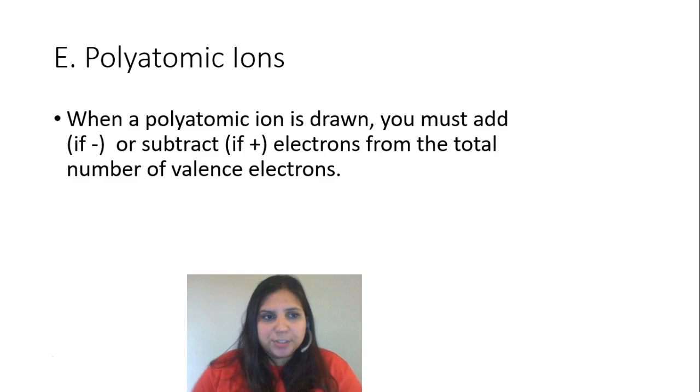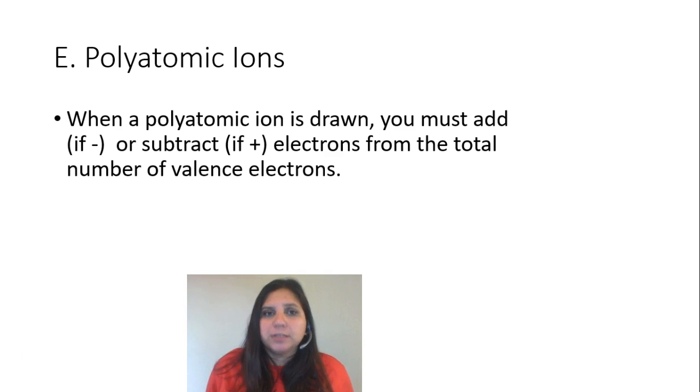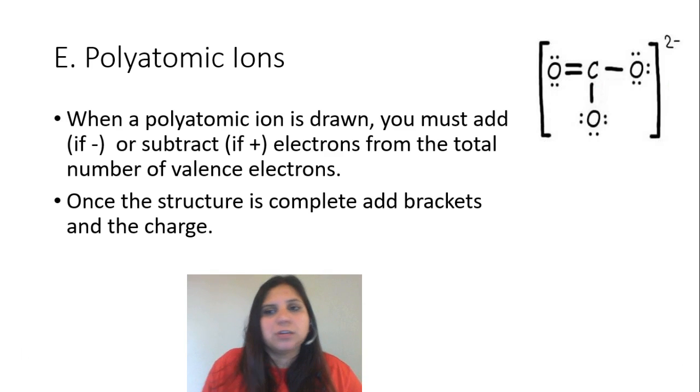Okay, next we're going to do examples involving polyatomic ions. Remember, we're going to add if the polyatomic ion is negative and subtract if the polyatomic ion is positive. Once the structure is complete, what you'll do is put brackets around the polyatomic ion and the charge in the corner. For example, this one is carbonate.